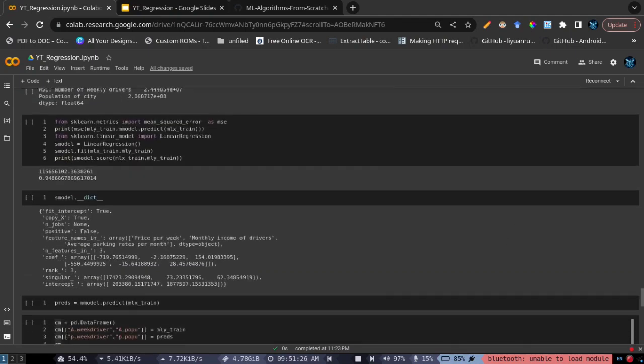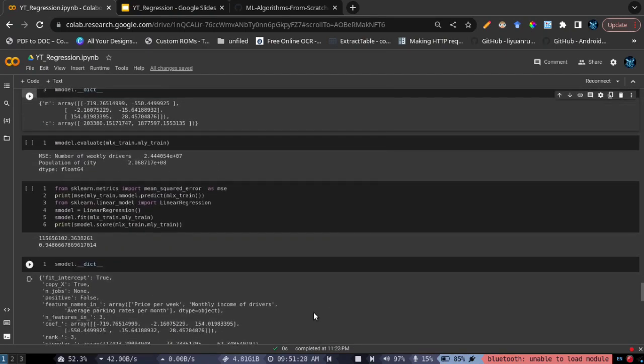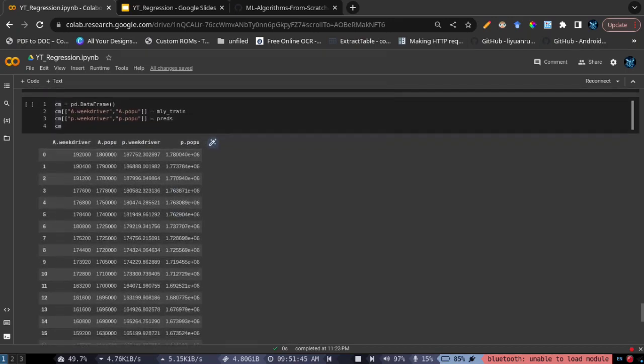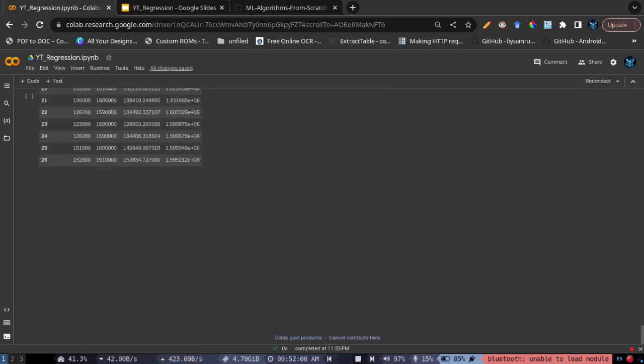All right, let's see the dictionary of the sklearn model. We can see our coefficients are the same, and our intercept is also the same. So our model is doing perfectly fine as much as it can do here. And I created this data frame to see the comparison visually, how much difference is there. A dot is actual and P dot is our predicted. So you can see that, and that is the end of this video.